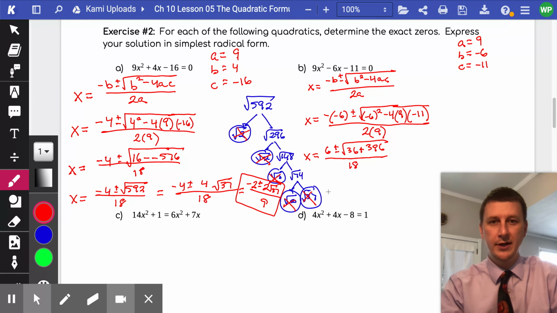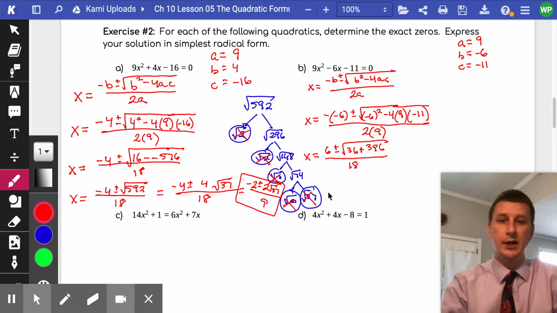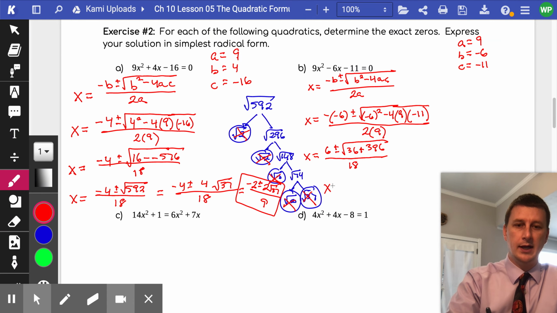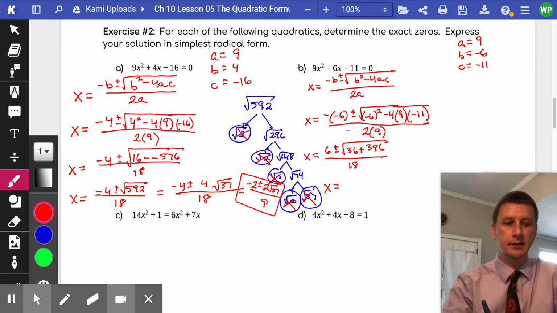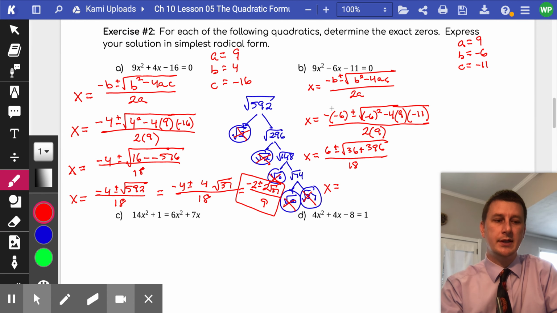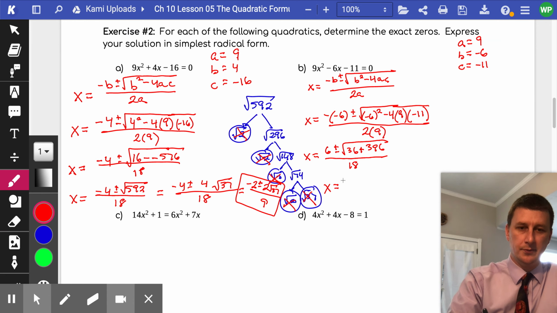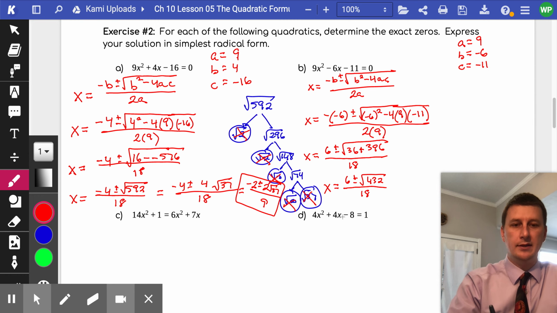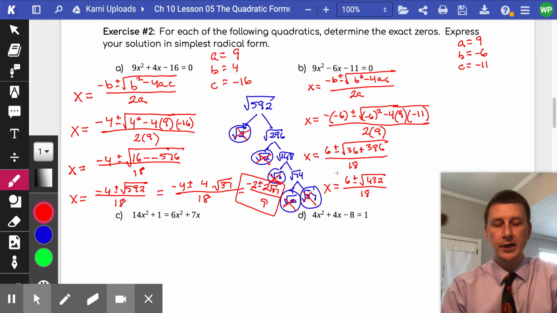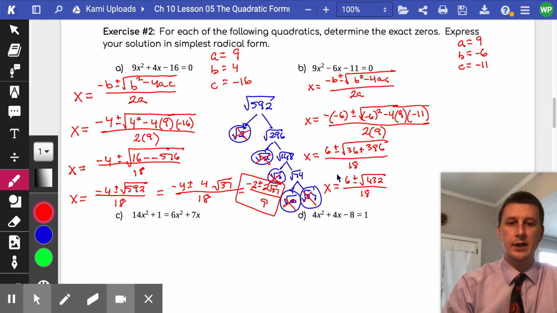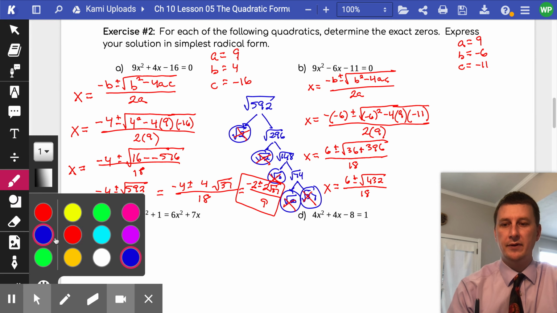If you need to pause the video there, go back and see what we just did. It might be helpful. Otherwise, we're going to continue by simplifying a little bit further. So we have 396 plus 36 under the square root. So we're going to have 6 plus or minus the square root of, when you add those two together, you get 432 over 18. Now again, this is very close to our answer, but the first thing that we're going to have to do is simplify that radical.